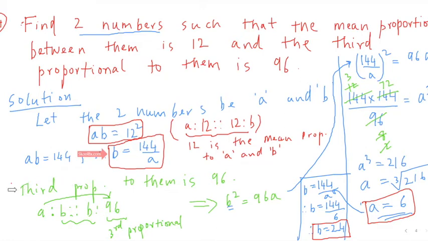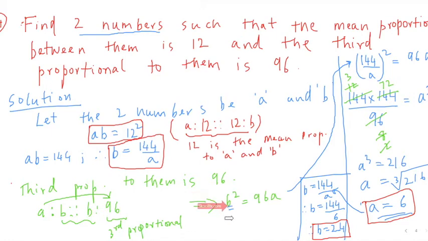Now there was another condition, and we took that separately. The other condition was that the mean and the third proportional to them is 96. So that's a separate criterion, and we wrote that down separately: A is to B as B is to 96. From that, we can clearly say the product of means is equal to the product of extremes. So B squared is equal to 96A.